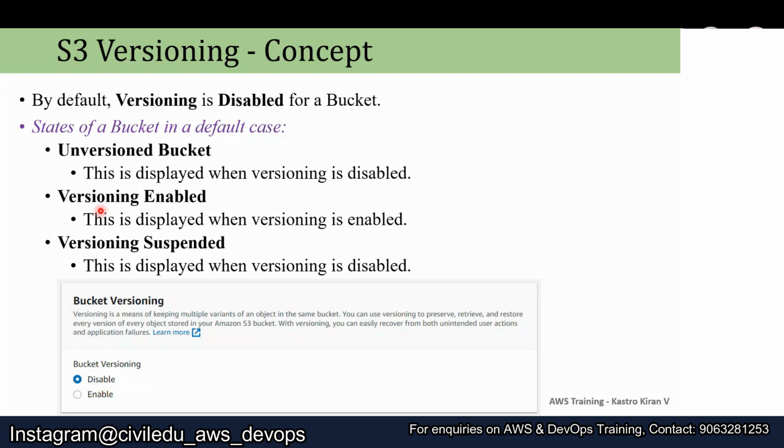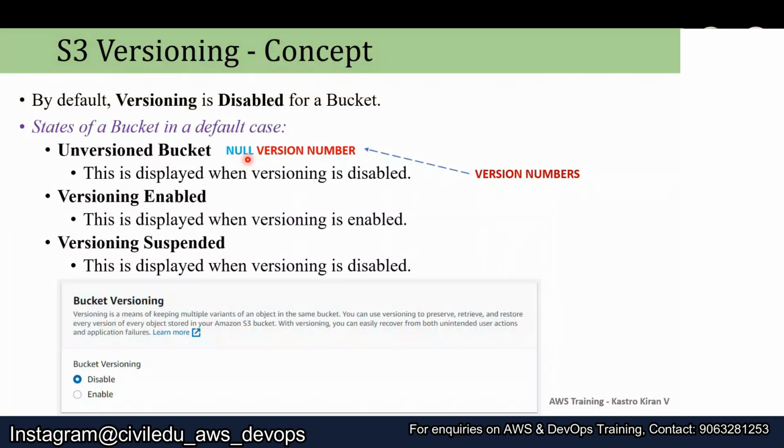Now, whenever you enable the versioning, we have one ID, which is called the version number, or you can also call it the version ID. There will be a version number for all three types of buckets that we are talking about. For an unversioned bucket, we don't have any real version number, so the version number will be null.